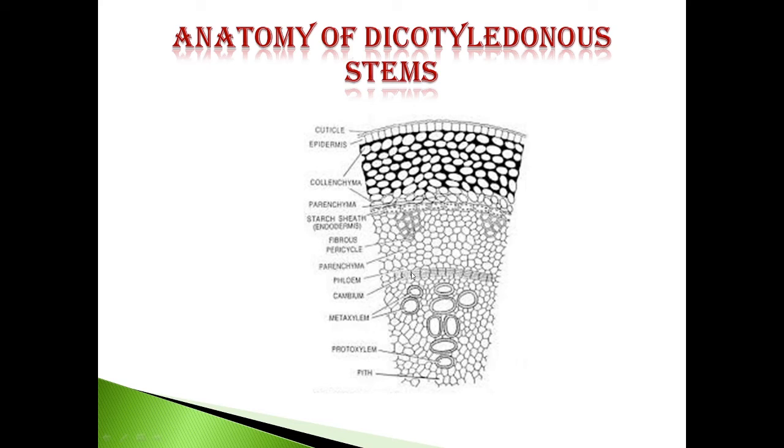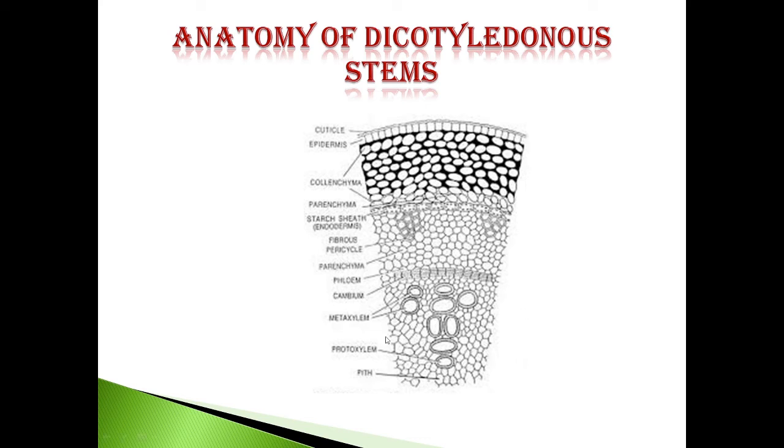The peripheral region of the xylem is known as metaxylem, and the central region of the xylem is known as protoxylem. The xylem is composed of different types of cells. We already studied this part: tracheids, vessels, wood fiber and wood parenchyma. Parenchyma cells in the xylem are known as wood parenchyma. This serves mainly for the storage of food.